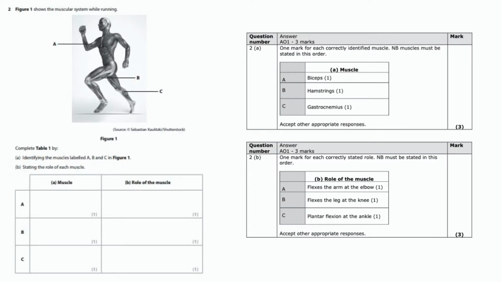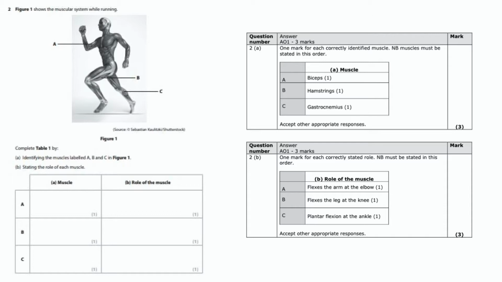Next question. So this really is a 6-mark answer, but it's 6 1-markers. So if you know your muscles, then this should be a really easy 6 marks for you. So the first part is just identifying the muscles A, B and C. So it's just knowing it based on the diagram we looked at earlier. So A, hopefully we pick up, that's the bicep. B is the hamstring and C is the gastrocnemius.